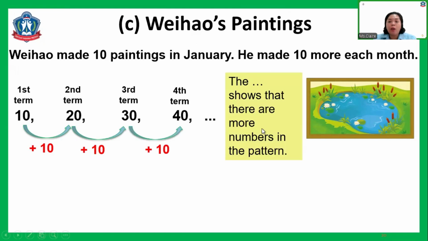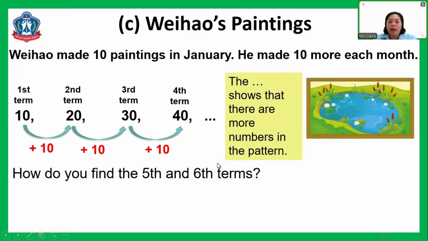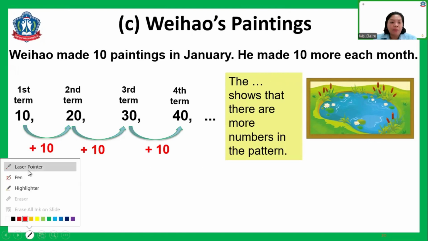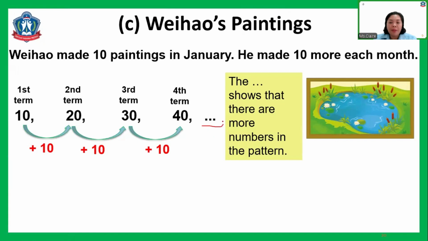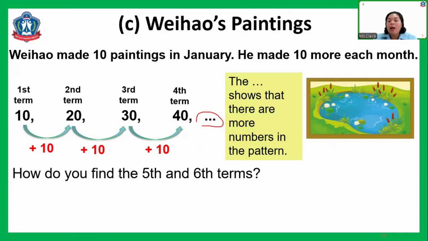The dots show, children, if you can see, there are 3 dots here. The 3 dots show that there are more numbers in this pattern. So from 40, if we want to get the 5th term, it says here that he made 10 more each month. So the 5th term is 50. The next term is 60 because it keeps adding 10. So this is a continuing pattern. So how do we find the 5th and 6th term? Of course, we just simply add 10 each time.